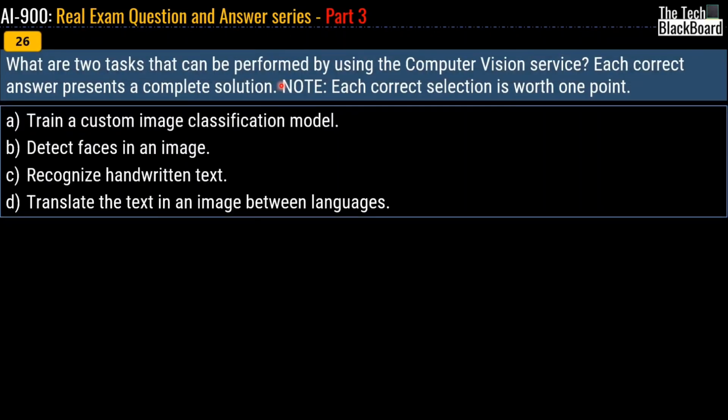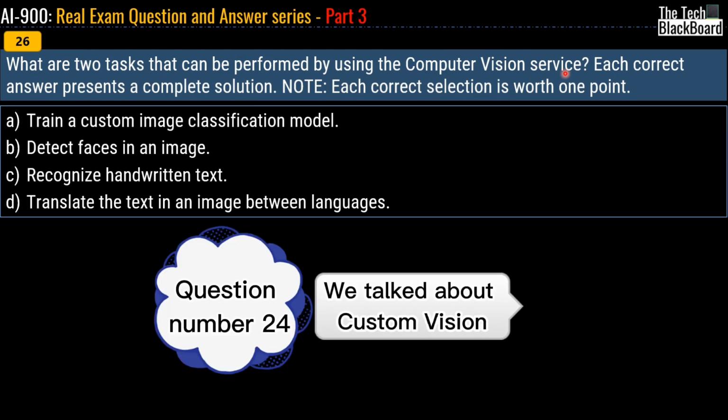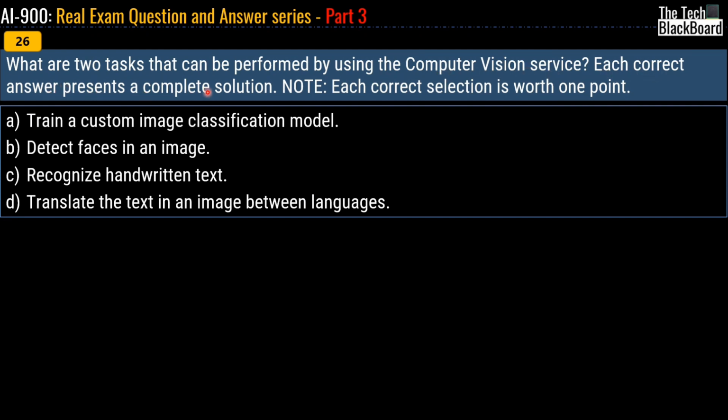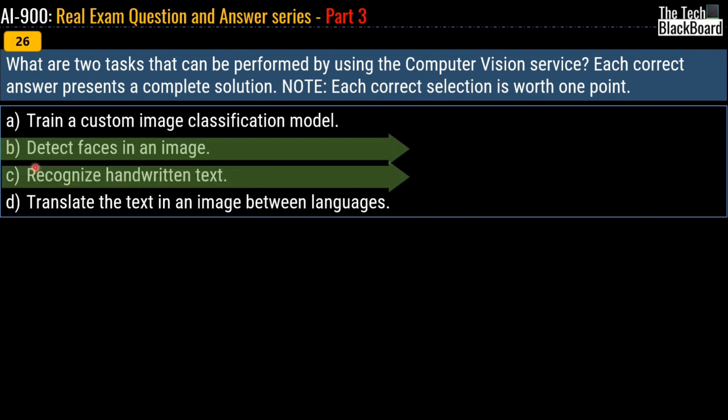Coming to question number 26, the question says, what are two tasks that can be performed by using the computer vision service? I hope you remember that in question number 24, we talked about custom vision. And here we are talking about computer vision. Moving ahead, it says each correct answer presents a complete solution. You should note that each correct selection is worth 1 point. The options are given here: train a custom image classification model, detect faces in an image, recognize handwritten text, or translate the text in an image between languages. And the correct answer for this question is option B and option C.